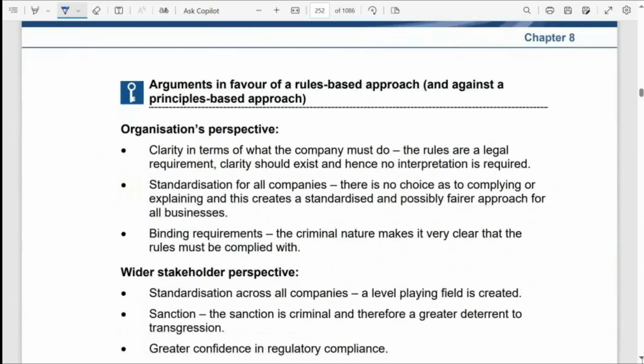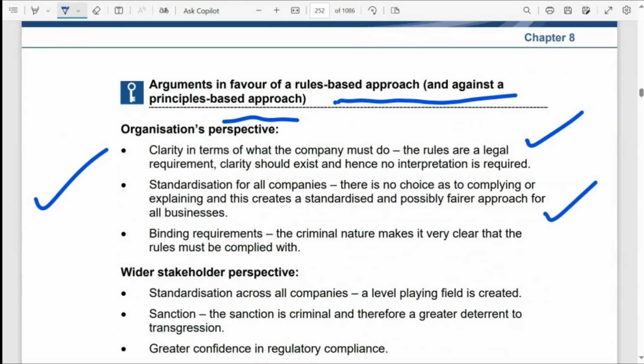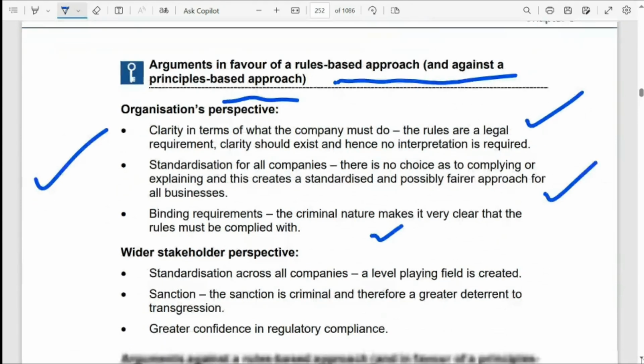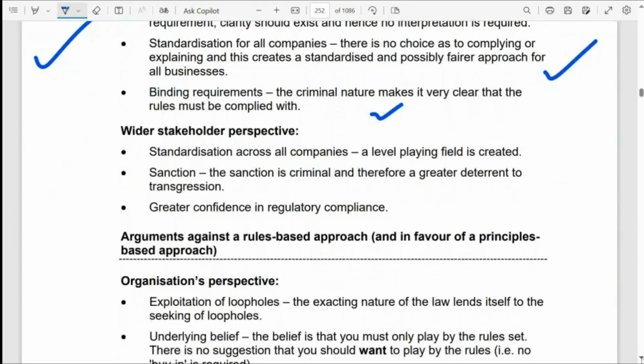Argument in favor of a rule-based approach and against a principle-based approach. This is the argument from the organization's perspective: clarity in terms of when the company must act, as the rules are a legal requirement. Clarity shows that no interpretation is required. Standardization for all companies. There is no choice but to comply, with a binding requirement of criminal nature, because if you are in the USA, you are bound to abide by the rules.